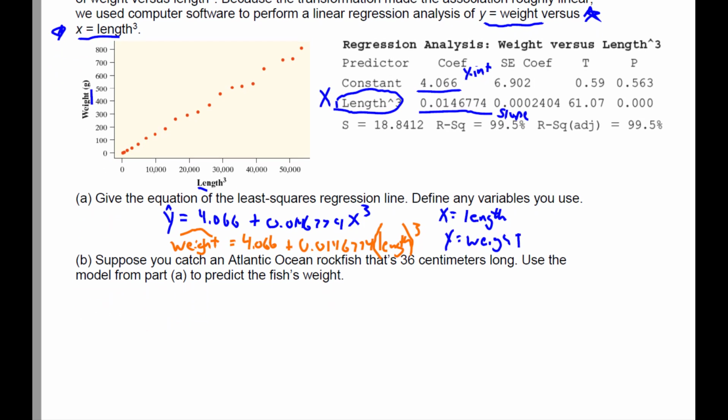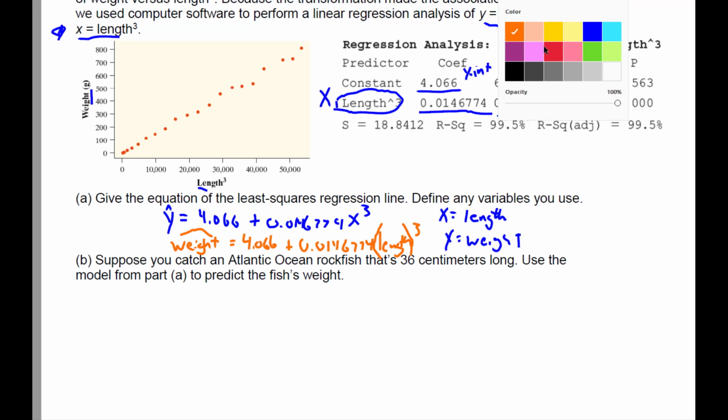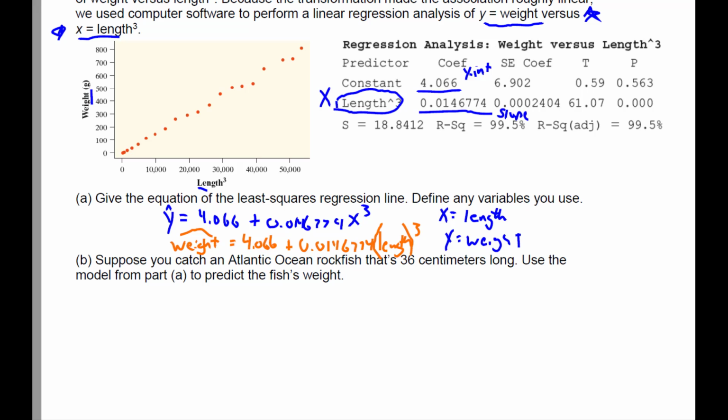So in part B, it says, suppose you catch an Atlantic Ocean rockfish that's 36 centimeters long. Use the model from part A to predict the fish's weight. So again, to get our predicted value here, we now have our x value. We have 36 centimeters, so our x is going to be 36 centimeters. Well, to do that, let's go ahead and figure this out.